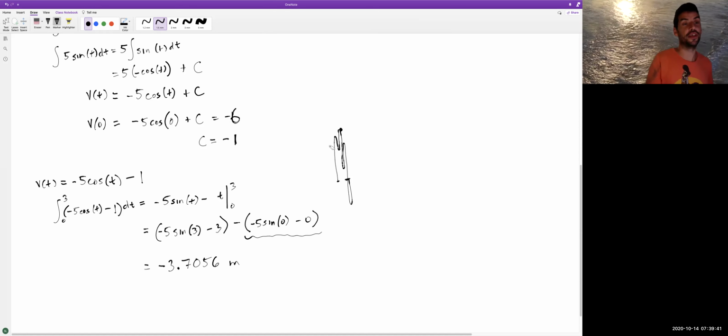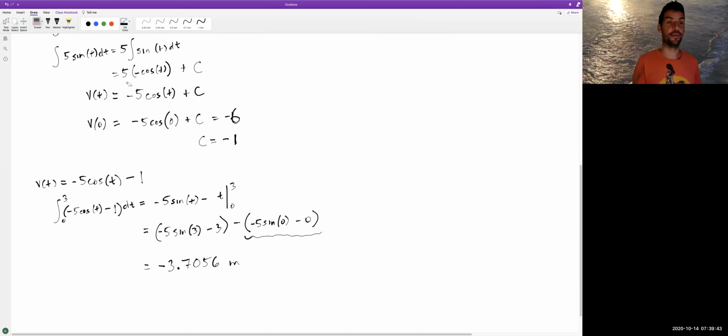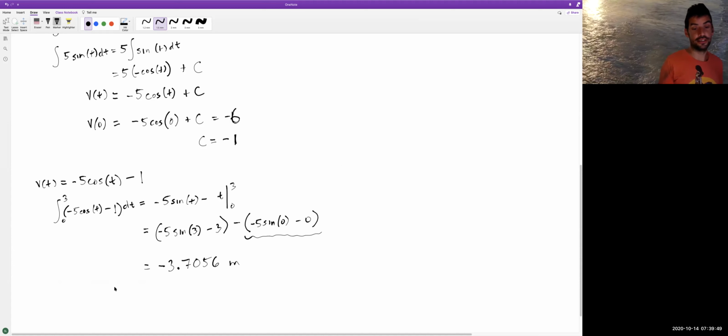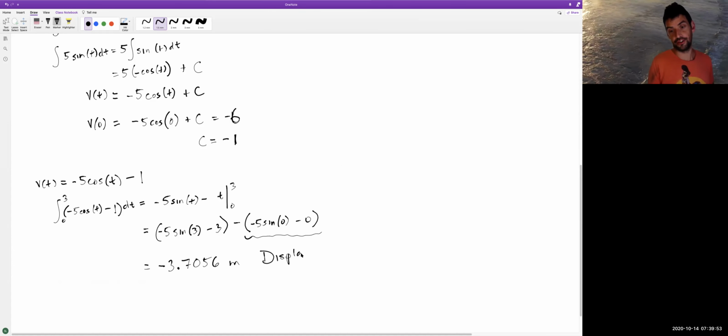So we don't know any of that. We just know where it ended up and how far it is from where it started. That is our displacement. How far is it displaced over that interval?